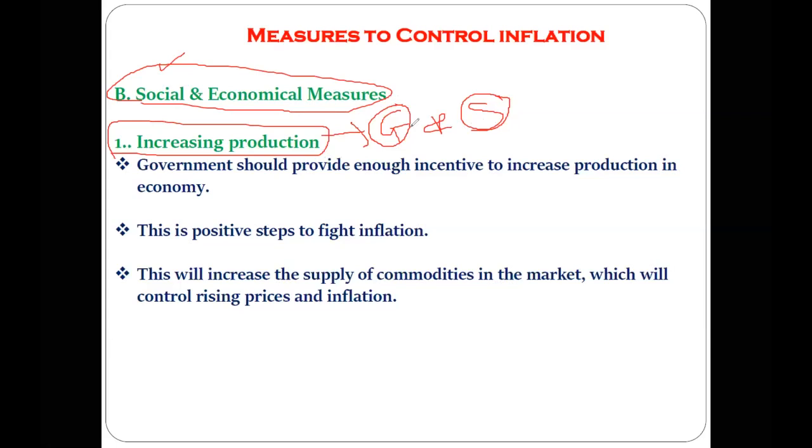What do you think? What can be done for that? Most of the goods and services come from the farmers. Correct or not? Then the government can help the farmers to increase the production by giving different incentives. What do you mean by the incentive? Yes, the government should provide enough incentives to increase the production in the economy. Incentives म्हणजे काय?